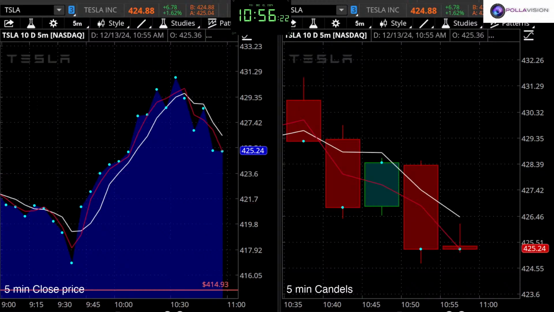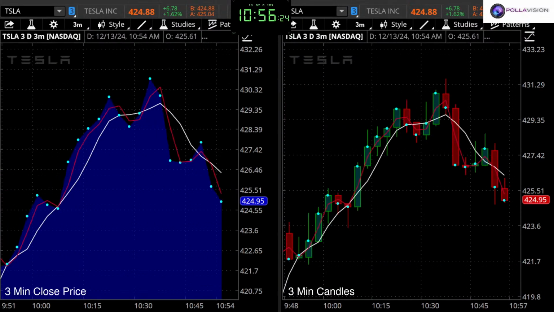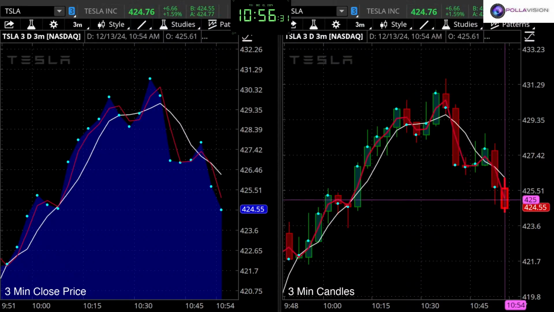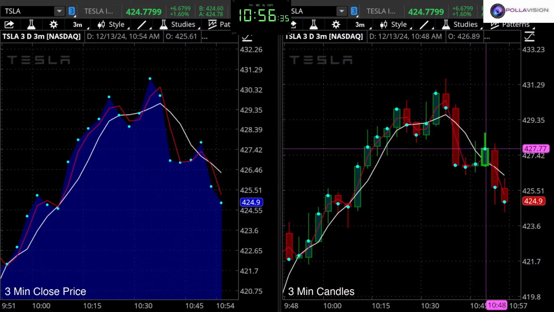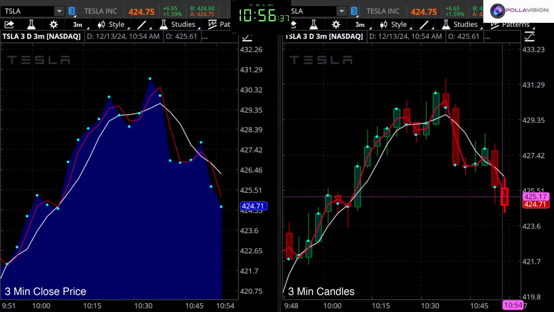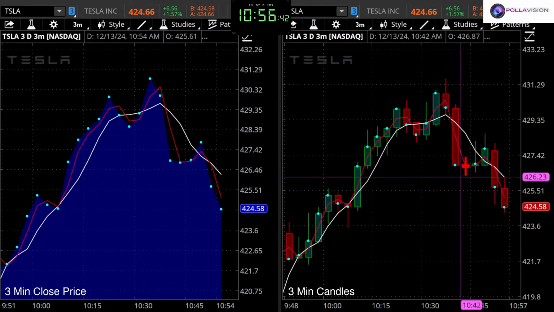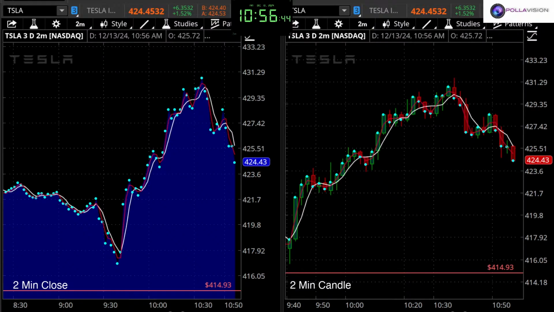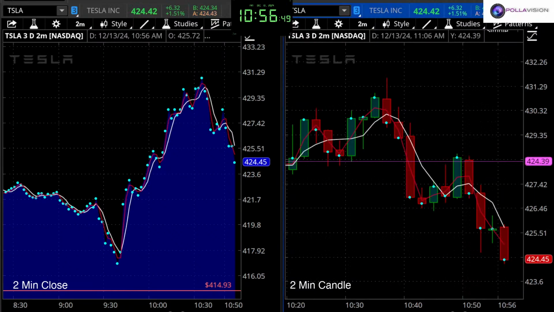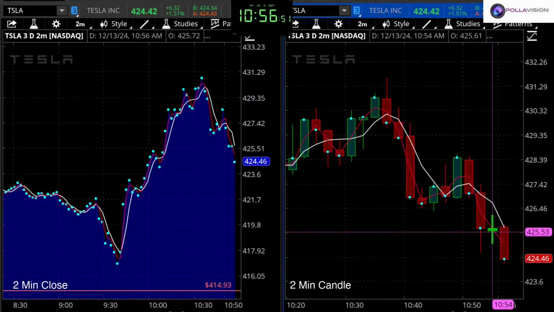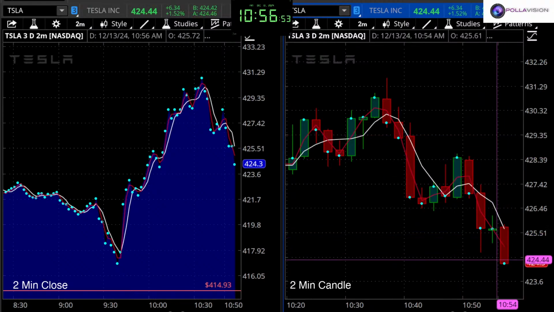Let's look at the 3 minute. The 3 minute is also in between. So the 3 minute is looking at a candle down, red down. Tried to correct here and went down. So let's see what the 2 minute is doing. 2 minute, the same thing. Let's zoom in a little bit. And we have this doji. They took it down.